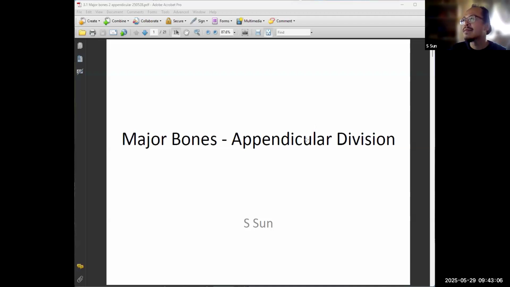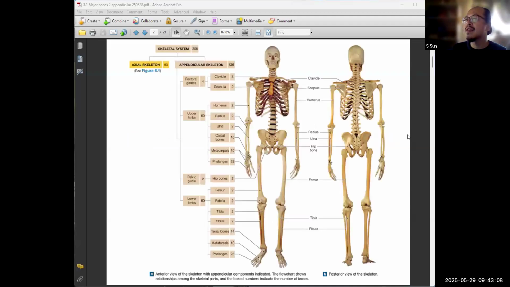All right. So here is the skeleton again. Last time we talked about the axial skeleton: the skull, vertebral column, and rib cage. So that's pretty simple. Today we are going to talk about the appendicular skeleton, those attached to the axial portion, like the arms and the legs, basically just arms and legs. So still very easy. Let's take a look.